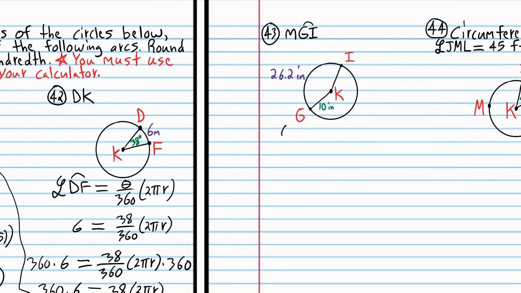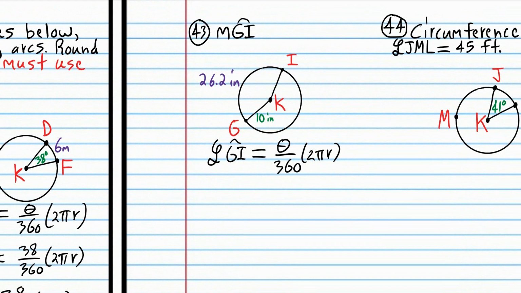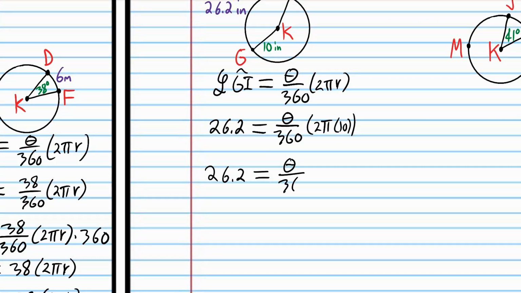Now we know that the length of arc GI is equal to the central angle over 360 times 2 pi times the radius. We know the length of arc GI is 26.2. We don't know the central angle, that's what we're looking for, and then we can find the corresponding arc measure. And 2 pi, and then the radius is 10. First thing we should probably do is multiply both sides by 360. So times 360.